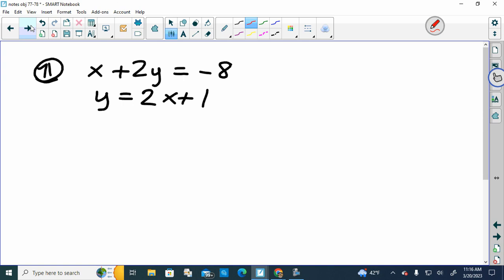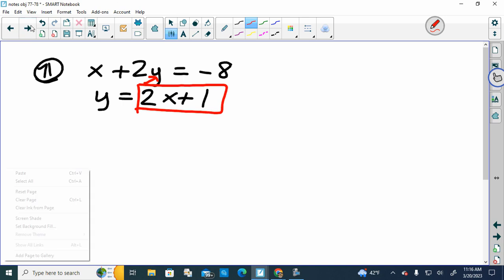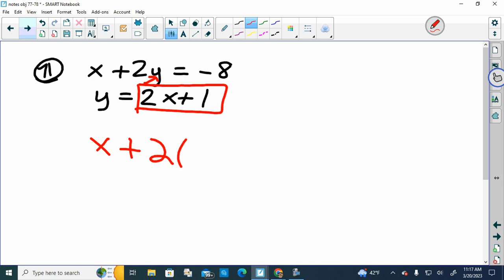Okay, so we need one of the equations to have a variable by itself. And the last one, both of them had it. Okay, so this one, the second equation is the one that has it. Okay, so y is this. So if y is that, then that means I can plug in this to replace y. Okay, so I'm going to rewrite that top equation. So now I have x plus 2, and it's 2 times y. Well, now y is the 2x plus 1.